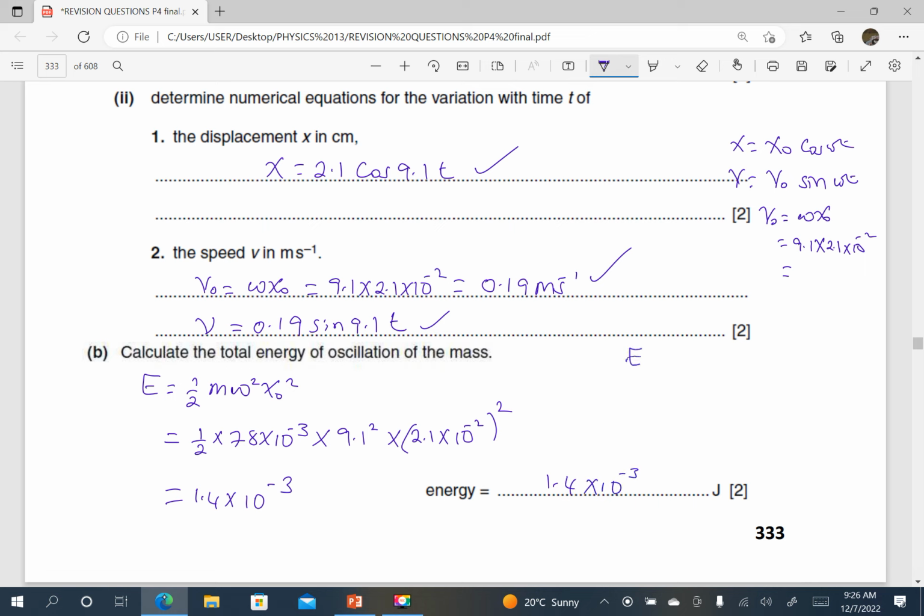Note that we could also use the expression for kinetic energy, half m v squared. But remember, when kinetic energy is maximum, potential is 0. So the total energy is the same as maximum kinetic energy, where v naught is the maximum speed, which we have got above. This gives us an alternative method: a half times 78 times 10 power negative 3 times v naught, which we got above as 0.19, squared. I suppose it gives us almost the same answer as we have just done.